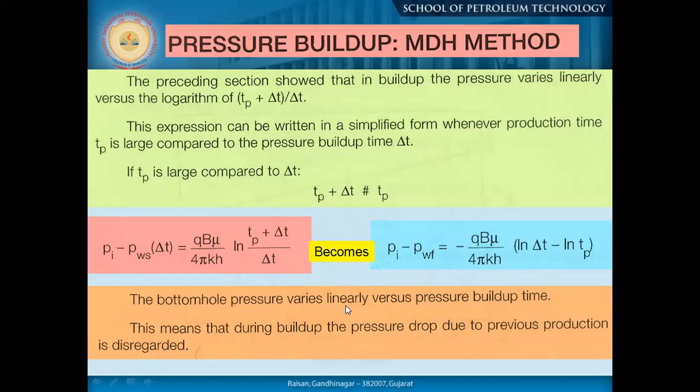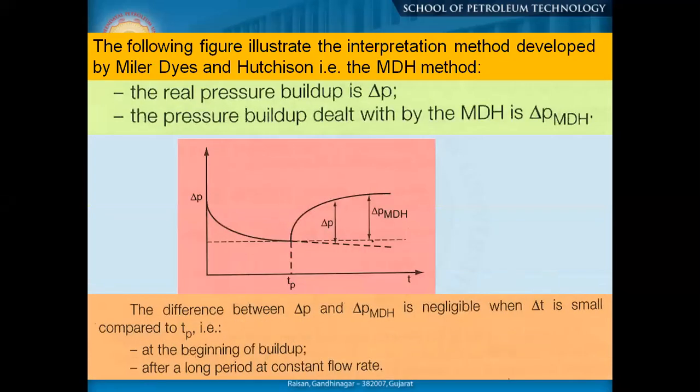Okay, so the bottom hole pressure varies linearly versus pressure build-up time. This means that during build-up, the pressure drop due to previous production is disregarded. That means initially we are considering the production time, but the initial part of the pressure production drop is not considered. Okay, so now there are two things here, one is your build-up and one is your MDH. So this del P is your real build-up, and this is MDH, because whatever pressure decrease we initially had, we are not considering.